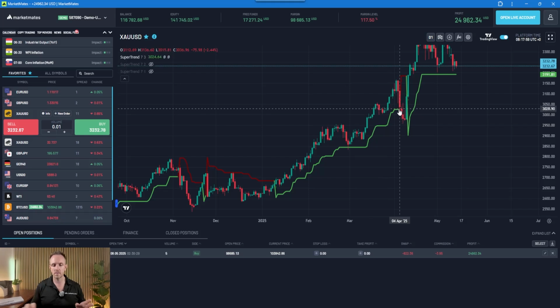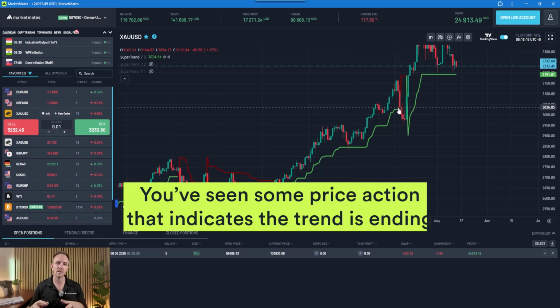You have a choice to make whether you would get out as soon as it touches the indicator or wait for it to close over. That can really depend on how strongly you want to be in the trend, how much conviction you have, or if you've seen some other price action that might indicate the trend is about to end. And that's how you use the SuperTrend indicator.